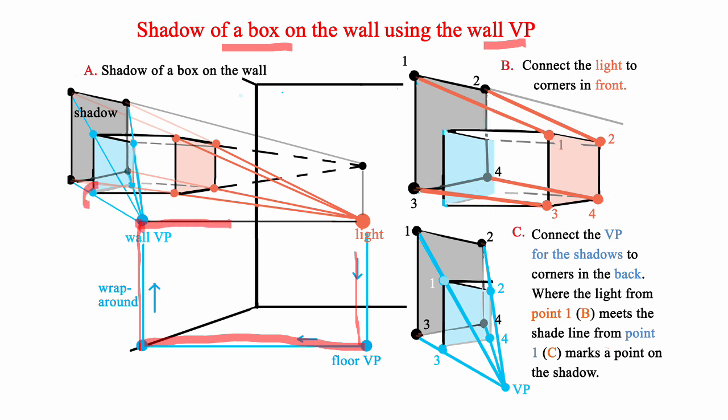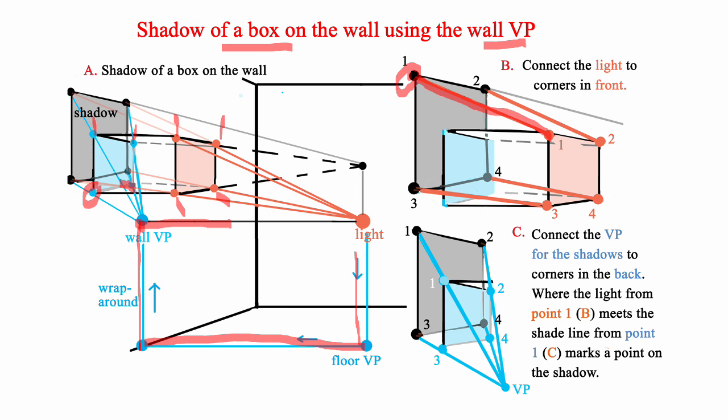And it goes through the back corners of the box that are attached to the wall. We have light rays then going through the front corners of the box, not attached to the wall, which I call floating corners. So let's see how this works. Let's try to find this point on the shadow. So the light goes through the front corner.